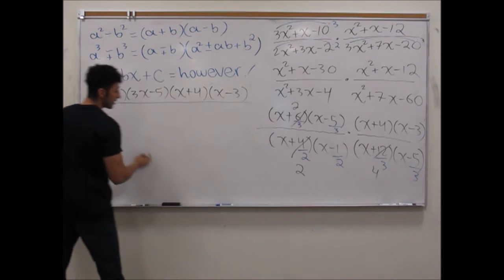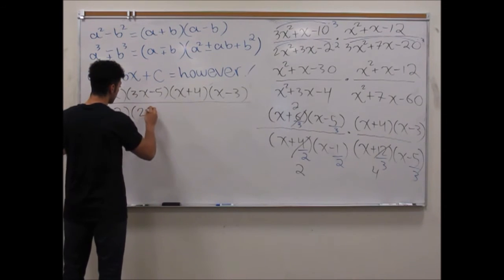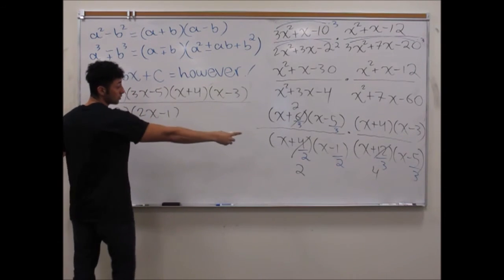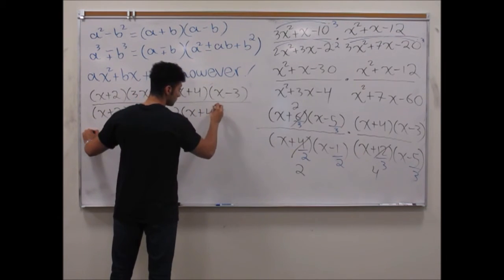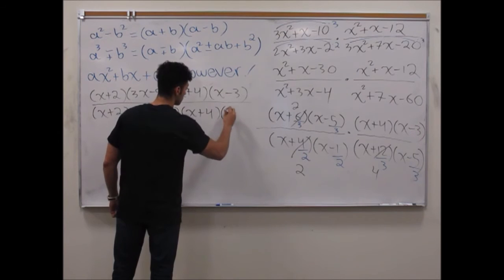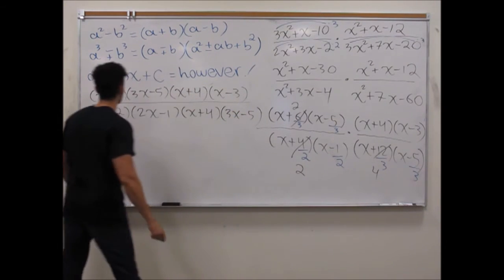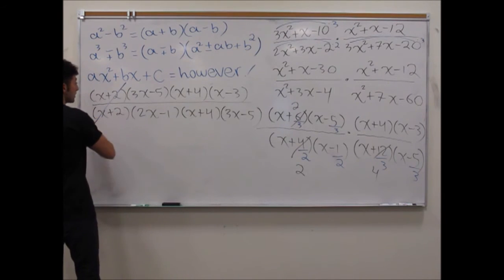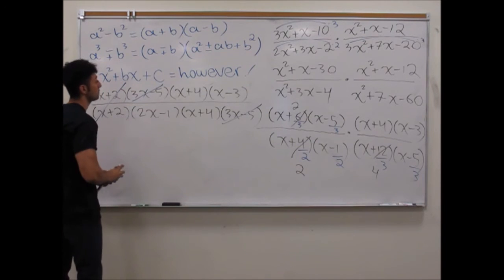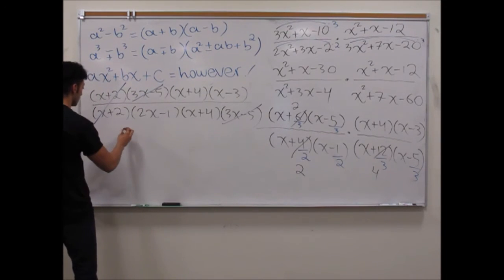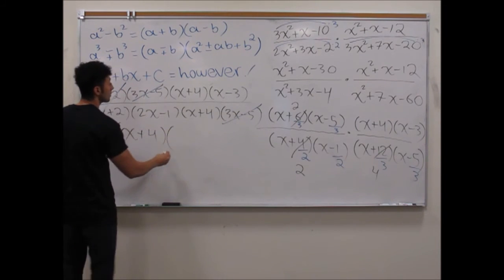On the bottom, we just get x plus 2. Bringing that 2 back, we get 2x minus 1. x plus 4. And bring in that 3 back. So here comes the greatest part of the day. These x plus 2's cancel. This 3x minus 5 cancels with this 3x minus 5. And that's about it. So we get x plus 4 and the x minus 3.